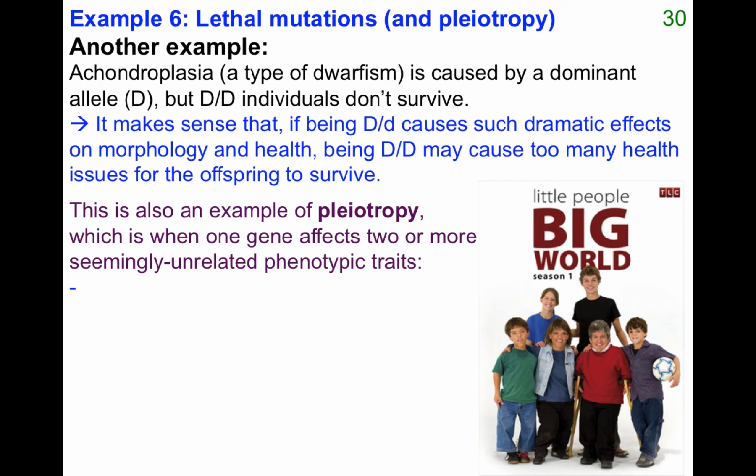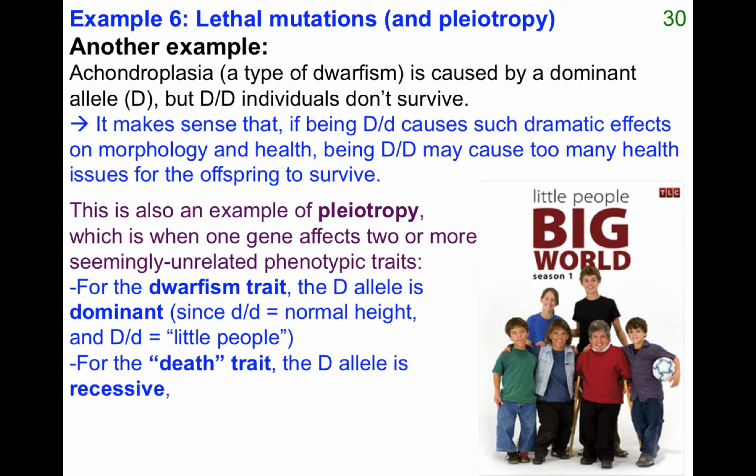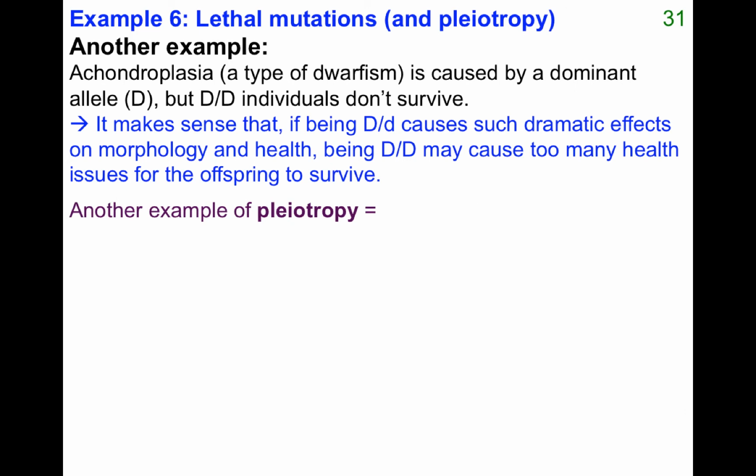So this gene for the dwarfism phenotypic trait, it's dominant for dwarfism and it's recessive for normal height. So small d gives you normal height. Big D small d makes you a little person. But if you're looking at the other lethality side of things, you could call it the death trait, right? The big D allele is actually recessive, right? Because when you have 2 of them, you wouldn't be alive, all right? Let's look at another example of pleiotropy.